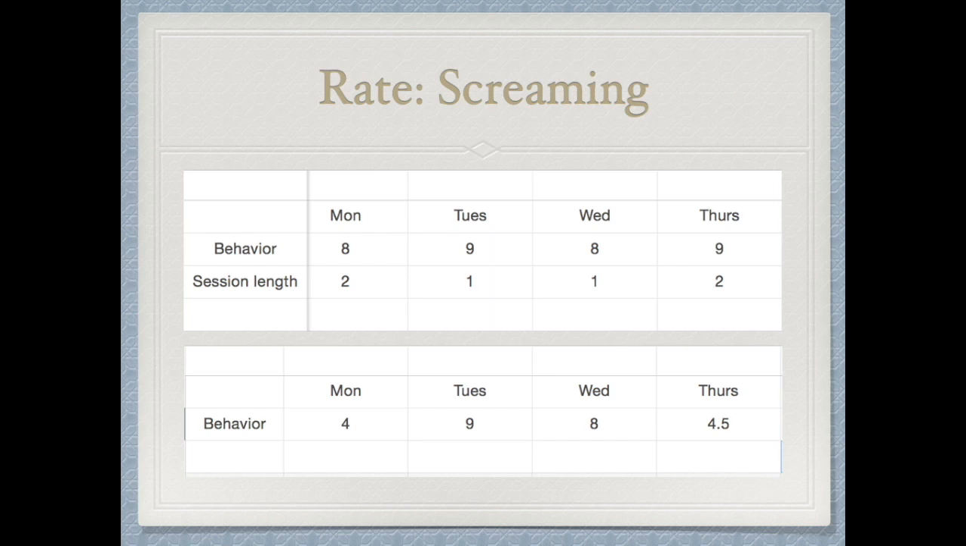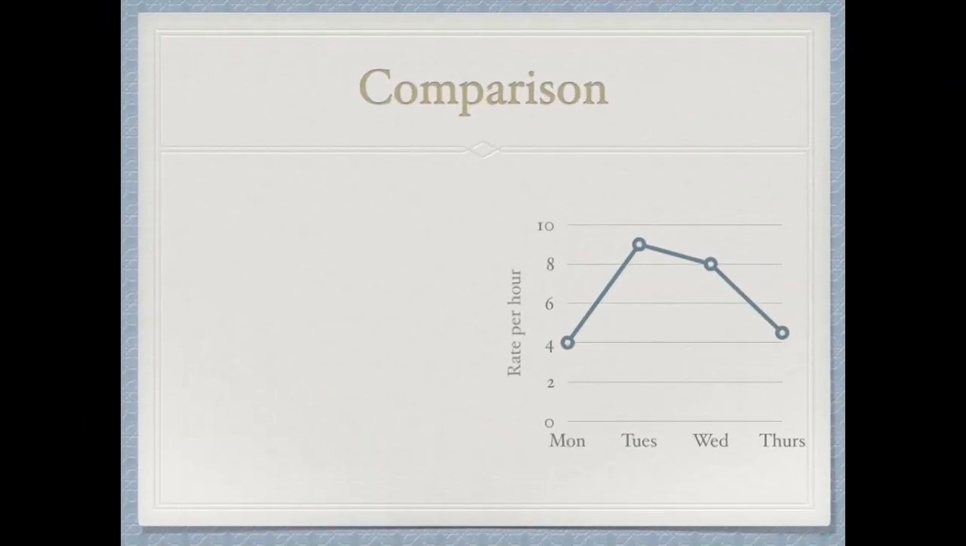On Monday, the child attended the program for 2 hours and had 8 behaviors. This means that you would take the number of behaviors and divide it by the time. So in this case, 8 divided by 2, which equals 4. On Tuesday, there were 9 behaviors, but the session was only an hour long. So 9 divided by 1, which equals 9, and so on. So you can see that there were rates of 4, 9, 8, and 4.5.